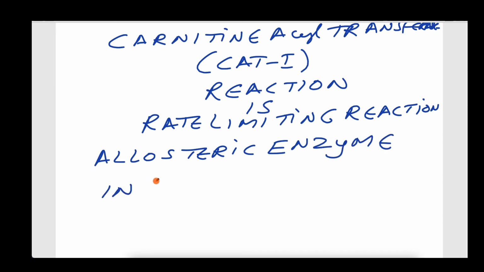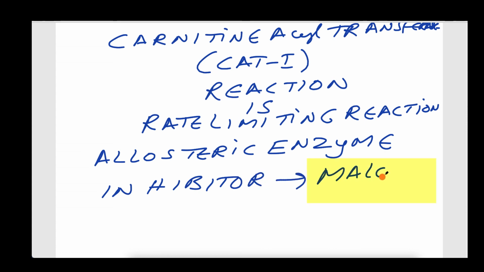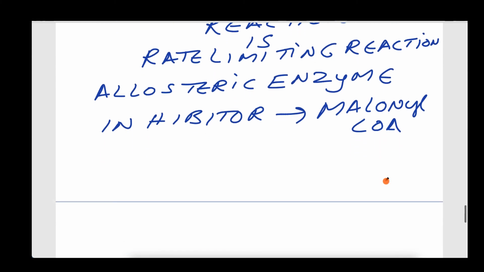Okay, what is the inhibitor? The inhibitor is malonyl coenzyme A. The malonyl coenzyme A is an intermediate of fatty acid synthesis. That means it is very clear. When beta oxidation of fatty acids is taking place, fatty acid synthesis will not take place. When fatty acid synthesis takes place, beta oxidation cannot take place. That means synthetic and breakdown reactions cannot take place simultaneously under normal physiological conditions.